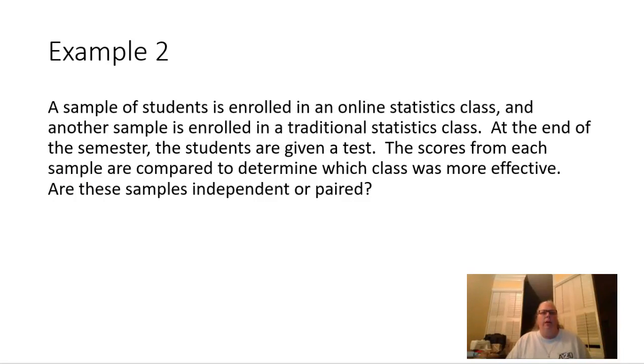Example 2. A sample of students is enrolled in an online statistics class, and another sample is enrolled in a traditional statistics class. At the end of the semester, the students are given a test. The scores from each sample are compared to determine which class was more effective. Are these samples independent or paired? Since we're talking about two different classes that are independent of one another, we can consider these samples to be independent.